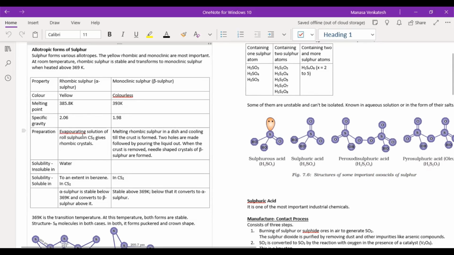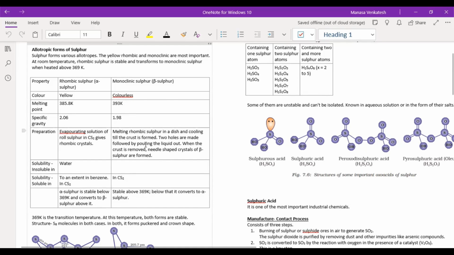Preparation is done by evaporating a solution of roll sulfur in carbon disulfide, and this will give rhombic crystals. Now, rhombic crystals are actually unstable at temperatures above 369 Kelvin. So that is the basic idea used for the synthesis of monoclinic sulfur. Rhombic sulfur is heated or melted in a dish, and then it's cooled till a crust is formed. The liquid which is present below that is removed by making two holes.